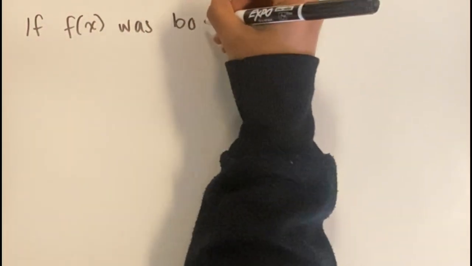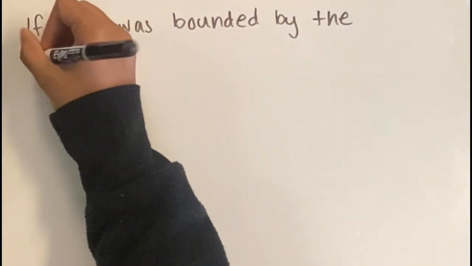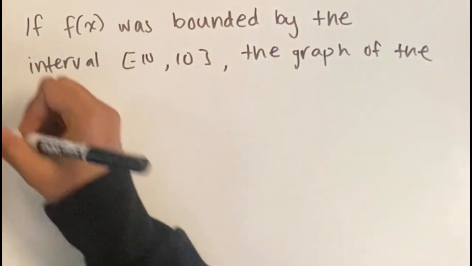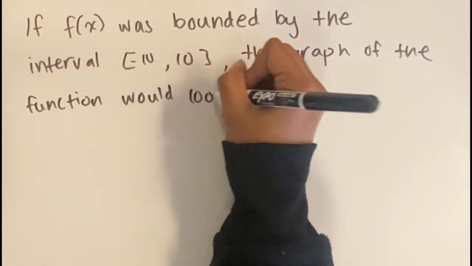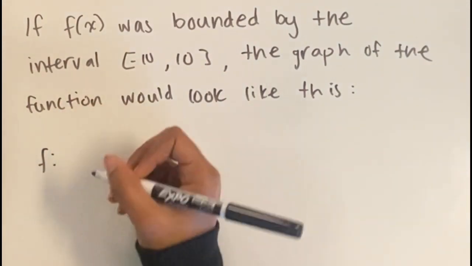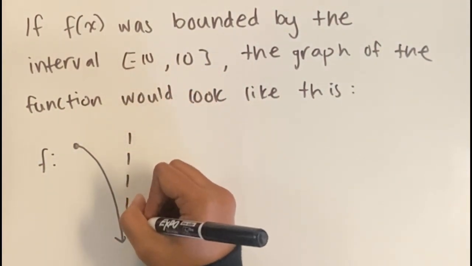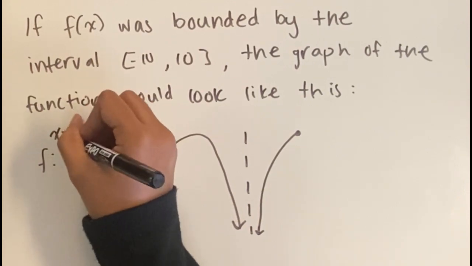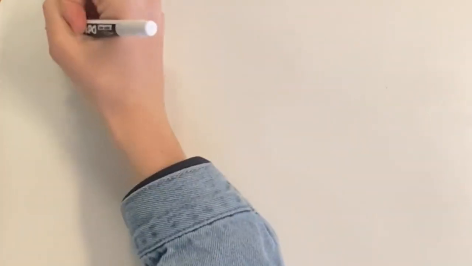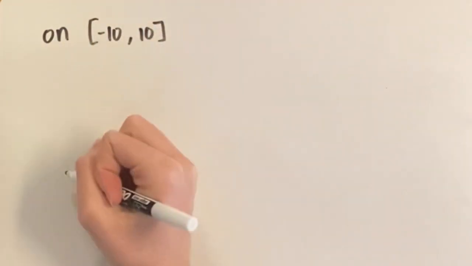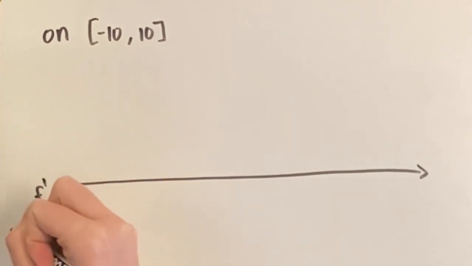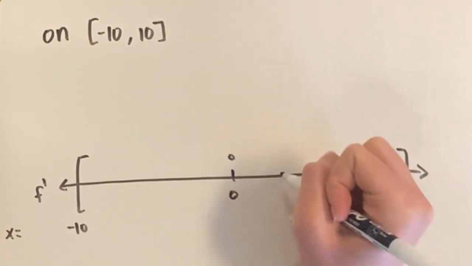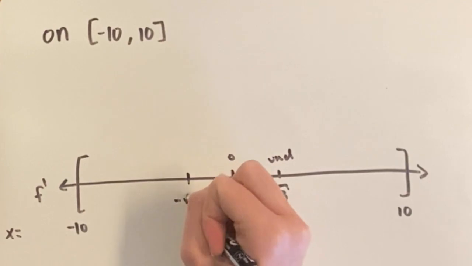If f of x was bounded by the interval -10, 10 inclusive, the graph of the function would look like this. We can say that f prime is negative when x equals -10 because when we previously tested on the interval -infinity to -root 3, we came to the conclusion that the entire interval was negative. Because -10 is on this interval, we know that f prime is negative.